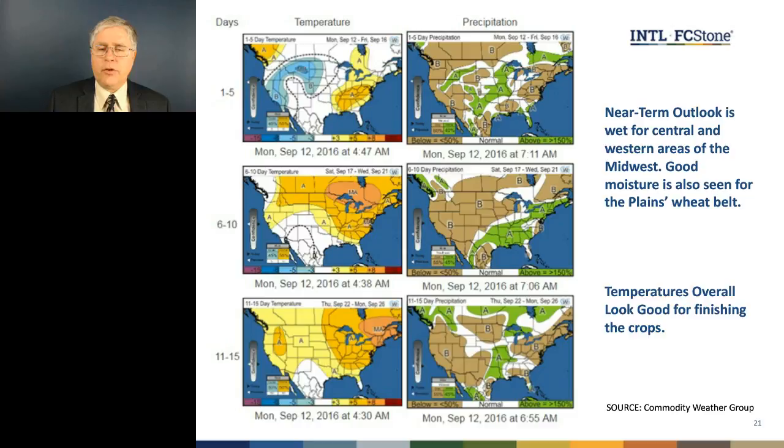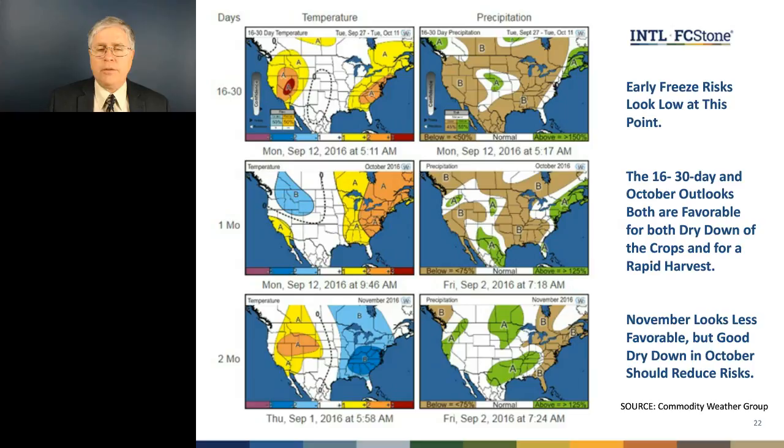As we look at the 16 to 30 day outlook, the Midwest really does tend to dry out, normal temperatures, so we should be able to get a good dry down in the field and a quick harvest. In fact, the month of October looks very favorable, both temperature-wise and rainfall-wise, for getting this crop in the bin. We better get it in the bin because November looks wetter and colder, so we need to try to get that crop in the bin before that pattern changes for the worse.